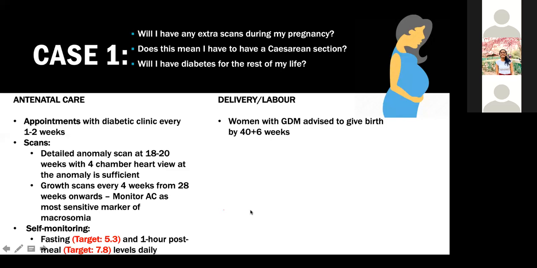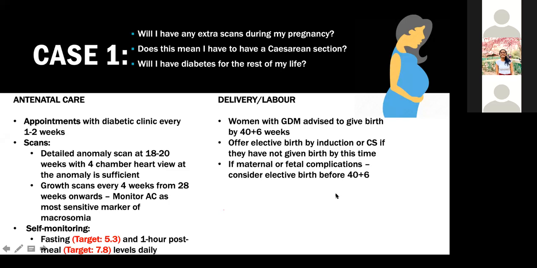And delivery and labor. So women with GDM are advised to give birth by 40 plus 6 weeks because there's an increased risk of stillbirth after this. And if they're not given birth by this time, you offer elective birth by induction or cesarean section. If they've got any maternal fetal complications, you deliver before. But if there's no complications, you can deliver by 40 plus 6 weeks.